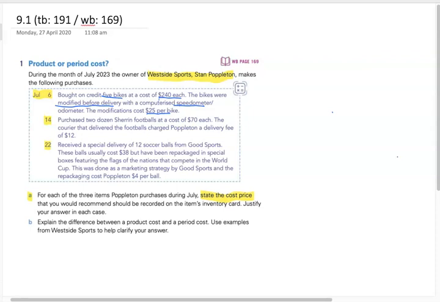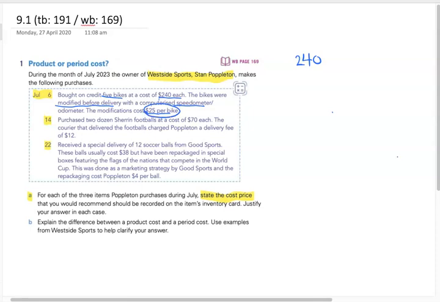So let's think about the flowchart that we had. What was our purchase price? Our purchase price was $240. Are there any other costs that have been incurred to get it into the condition or location ready for sale? Clearly, we have modified our bikes because we've put a speedometer on. And this is going to be before we sell them, so it's put it into the condition ready for our sale. So we have $25 per bike that is now part of our inventory cost.